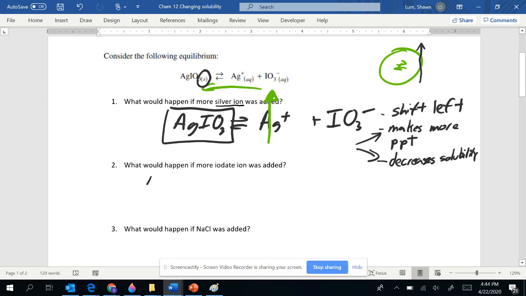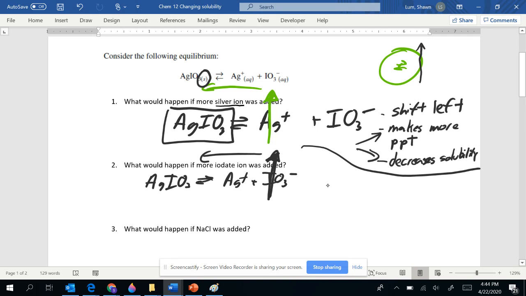Now, here's the answer to the next one. We have AgIO3. We're going to be working off the same equation: Ag plus and IO3 minus. Again, we're going to add more iodate ions, so this is going to go up. It's going to be shifting left. So it shifts left. Exact same thing: makes more precipitate, decreases solubility.